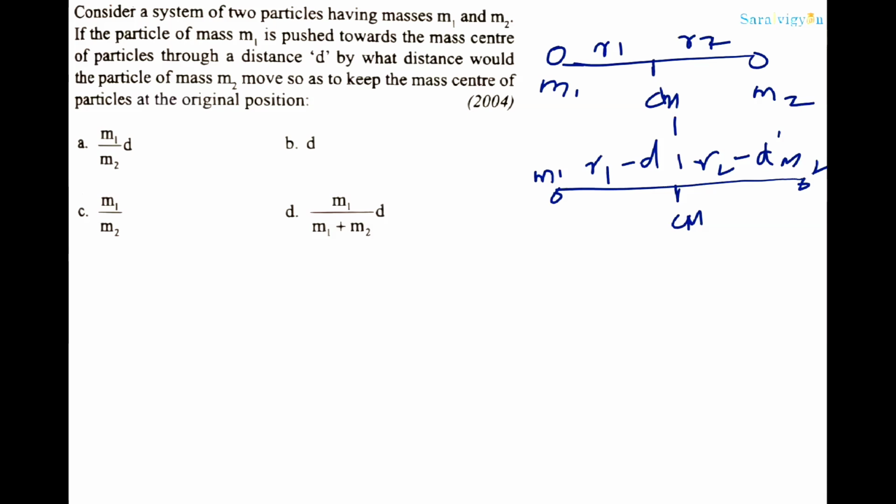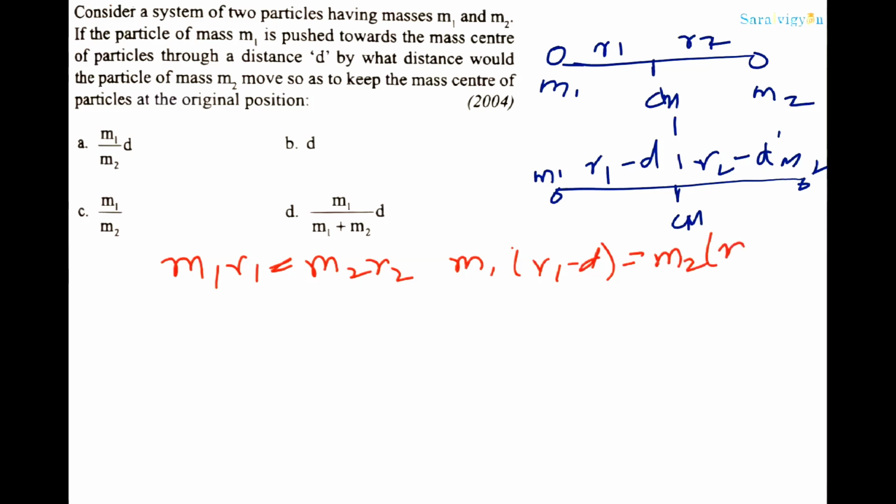Now we have to write the equations for both of these figures. We obtain two equations. This is the equation of conservation of linear momentum. The first equation is m1 r1 is equal to m2 r2, and the second equation is m1 into (r1 minus d) is equal to m2 into (r2 minus d dash).